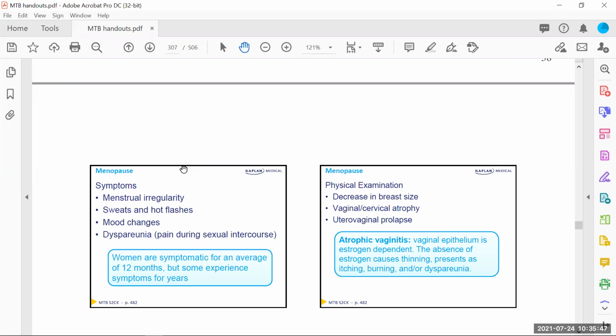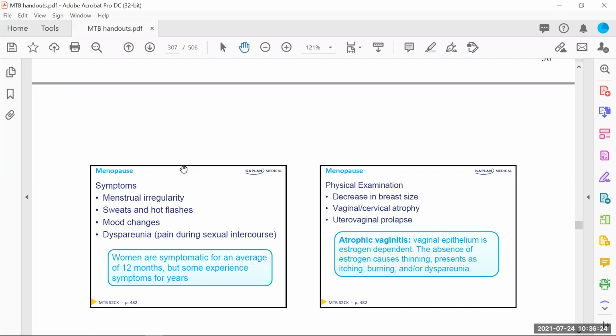Dyspareunia, because of the lesser amount of estrogen. Estrogen is responsible for helping the moisture and laxity of especially the vagina. So when there is less estrogen, the vagina will be dry, and because of the dry vagina, the patient is going to experience dyspareunia, especially during intercourse. Women are symptomatic for an average of 12 months, but some experience symptoms for years. So mostly this whole thing happens for 1 year, but it can progress to more than 1 year, of course.